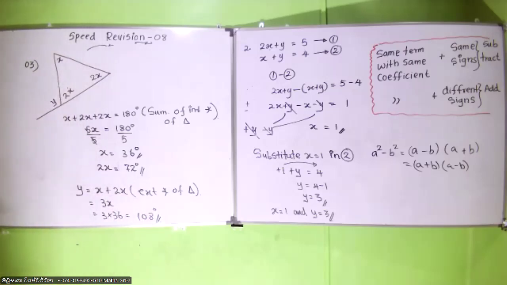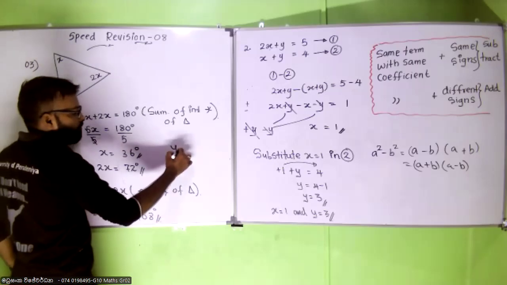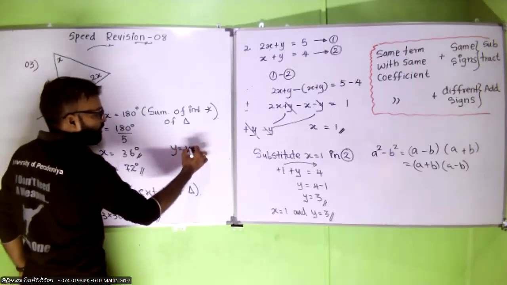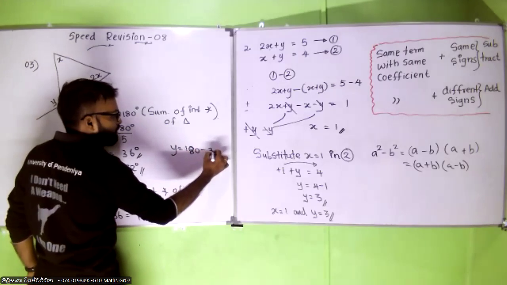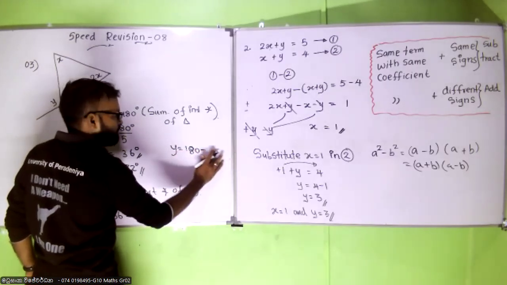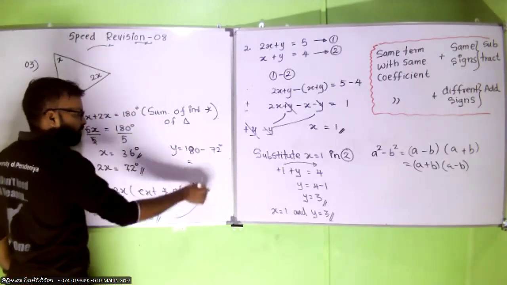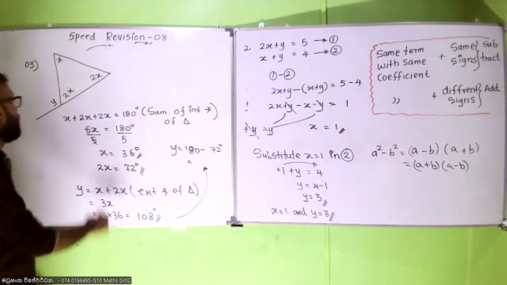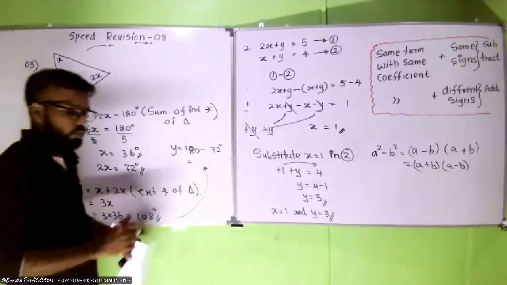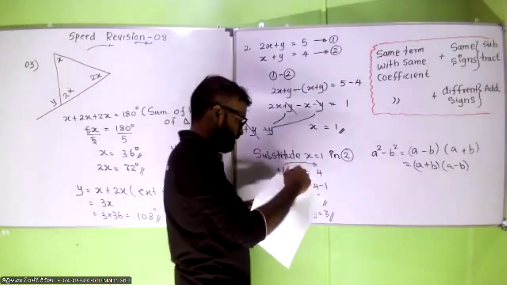Or you can easily find y. y equals 180 minus 72. Same marks, right? You can do it like that. Correct? Okay.